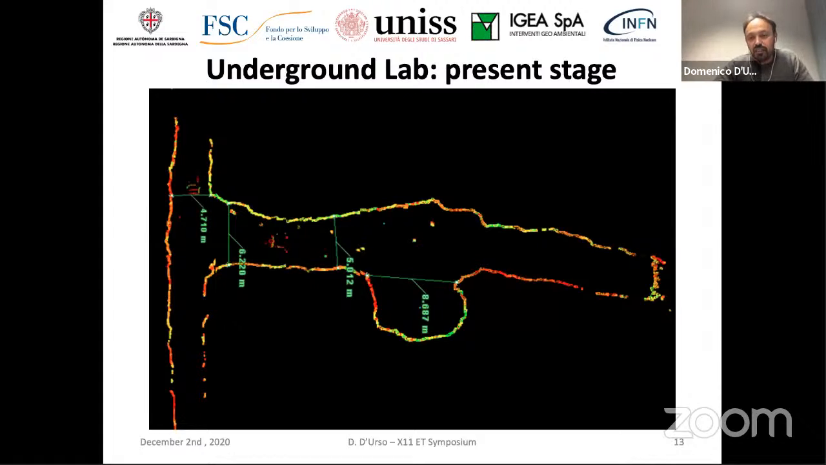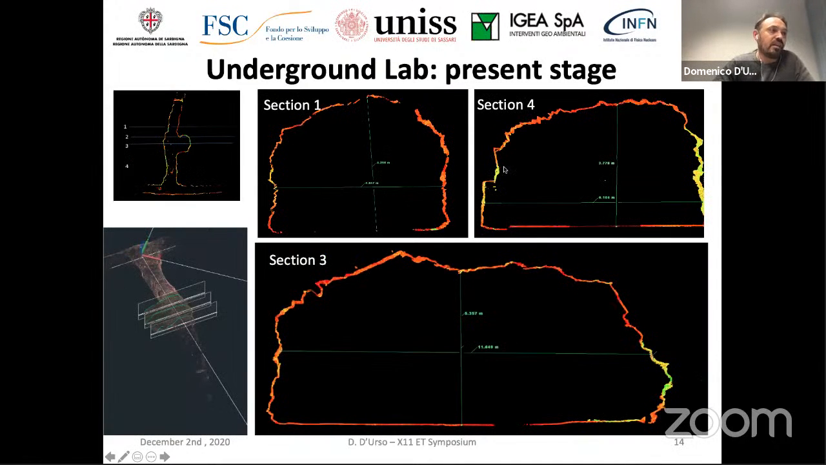You have seen in the presentation of Maria, maybe yesterday, that a study has already been prepared to enlarge the cave. What you can see here is the present stage of the cave. Here you can see different sections. At the moment you have a cave of more or less 8 by 11 meters in one direction and 5 meters in the other direction. You can see here 3 sections of the cave.